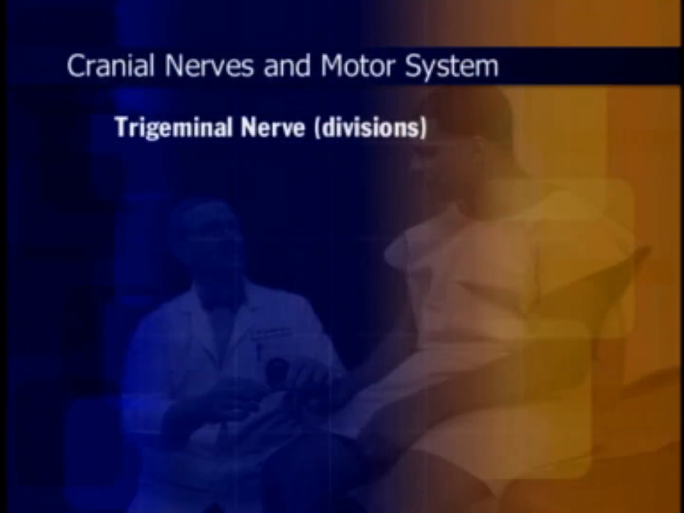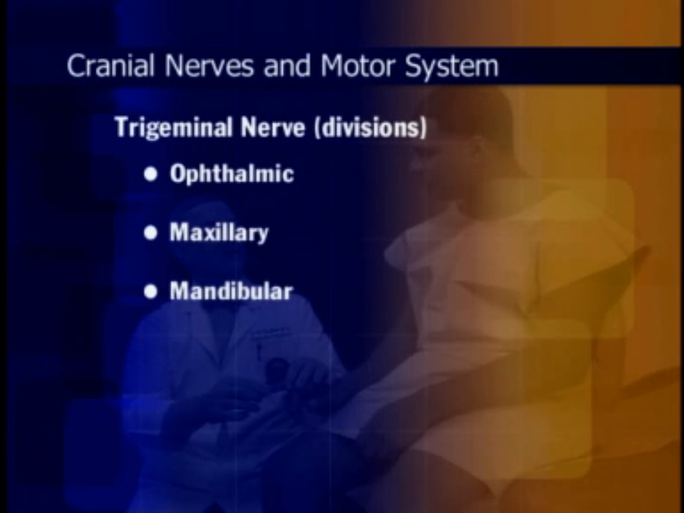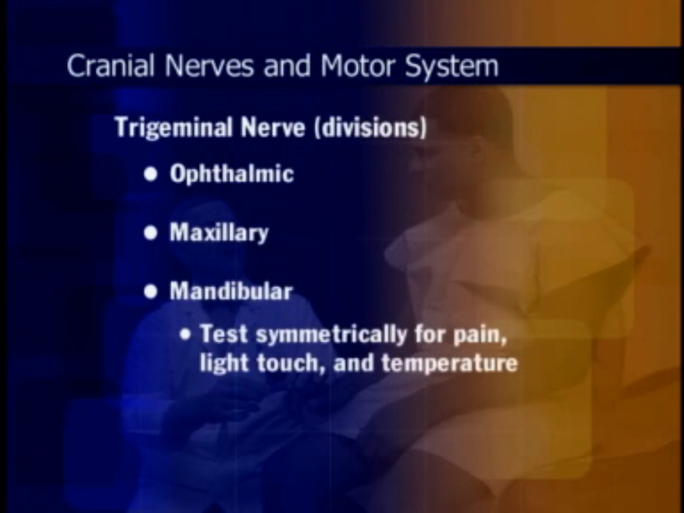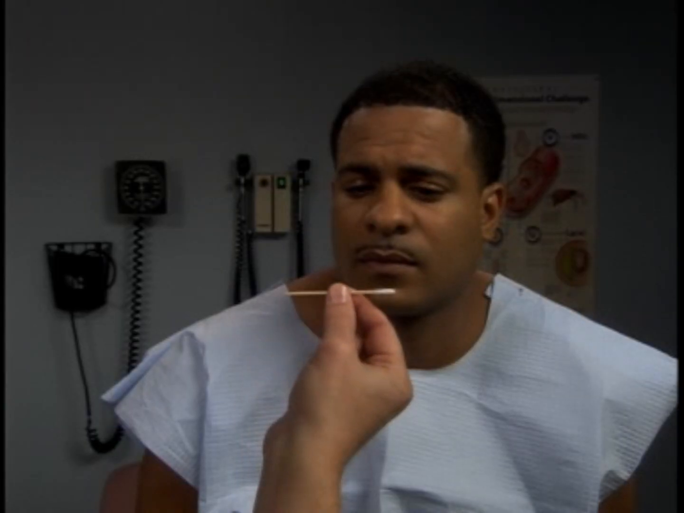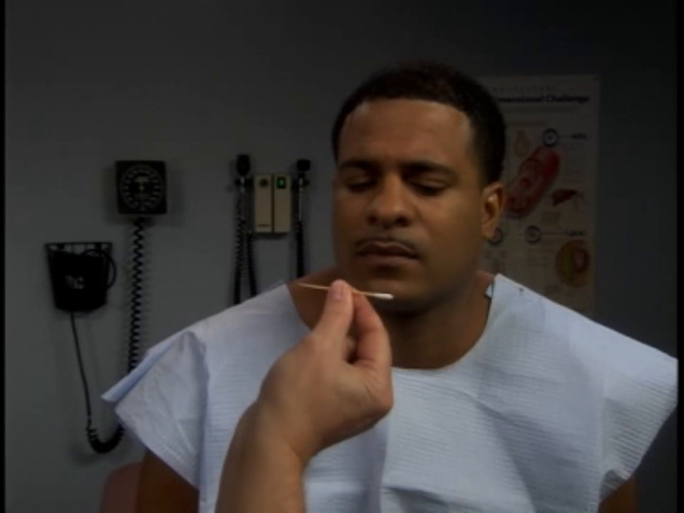And relax. The sensory portion of the trigeminal nerve has 3 divisions: the ophthalmic, maxillary, and mandibular divisions. All 3 areas should be tested symmetrically by assessing the patient's sensation to pain, light touch, and, if indicated, temperature. Begin by explaining to the patient how you will assess for pain. I'm going to use this broken Q-tip and I'm going to test sharp and dull.